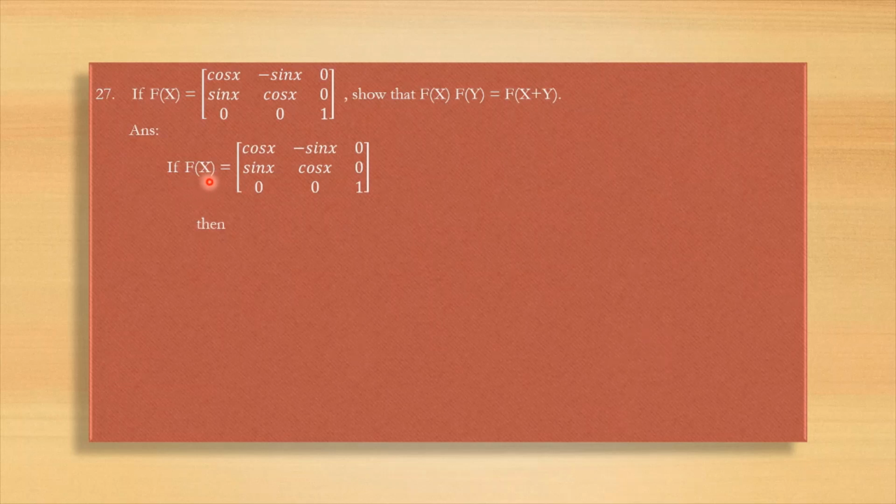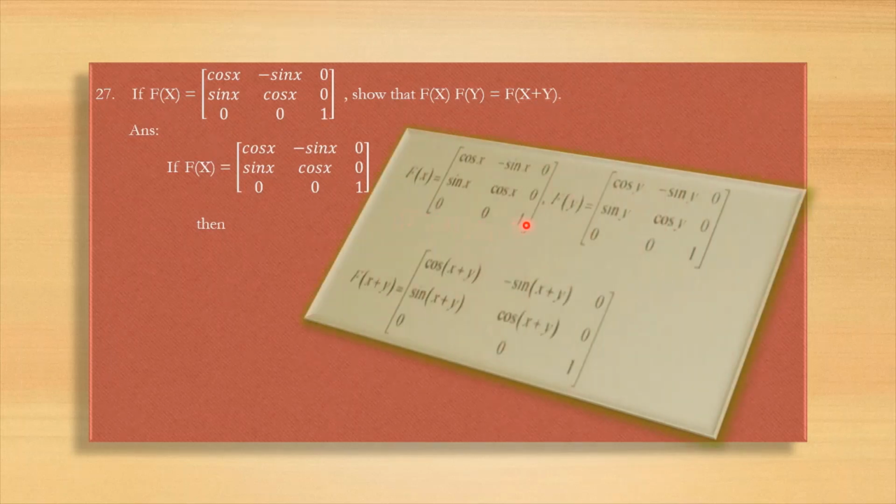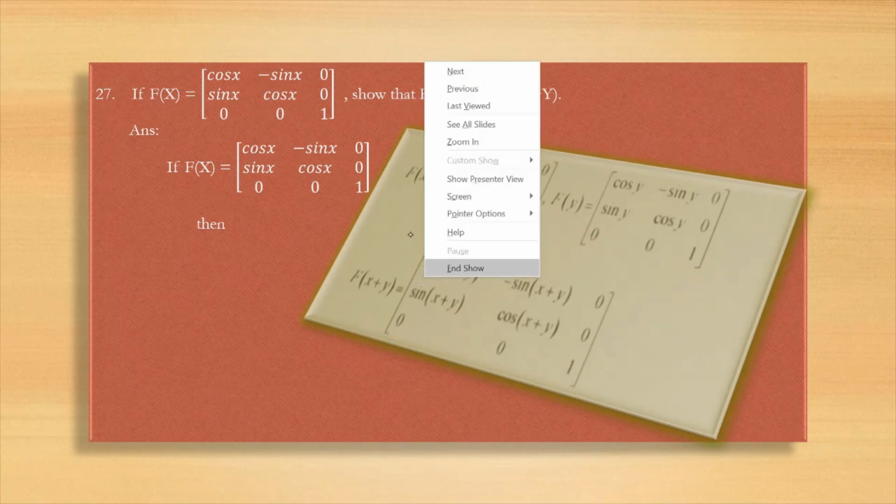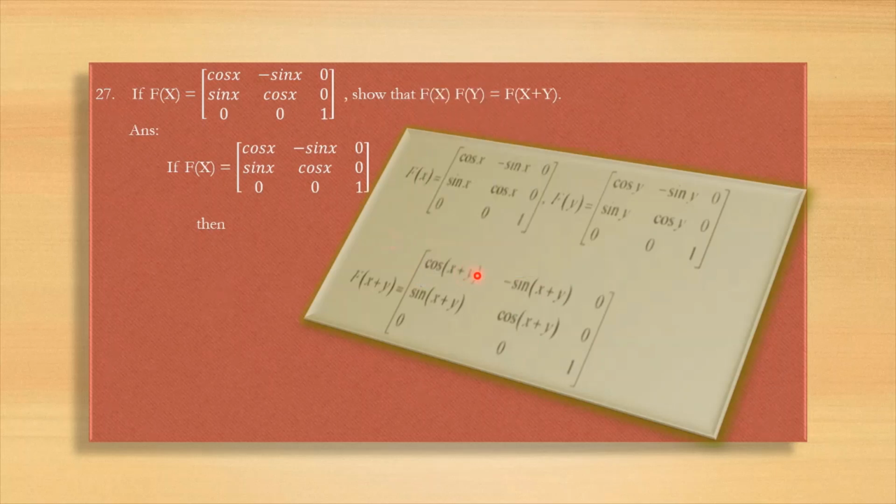First let us write f of y. The given f of x is in terms of x: cos x, minus sin x, sin x, cos x. Now I need f of y and also f of x plus y, so let me write both. In place of x, f of y will have y, so cos y, minus sin y, sin y, cos y. Then f of x plus y will be cos of x plus y, minus sin of x plus y, sin of x plus y, cos of x plus y. For this we will be awarded 1 mark.